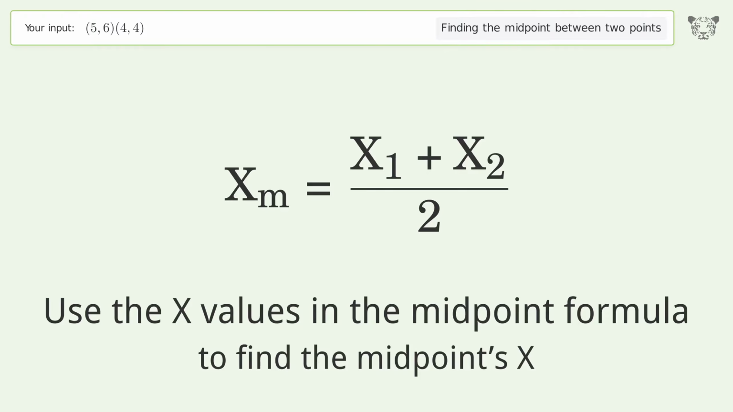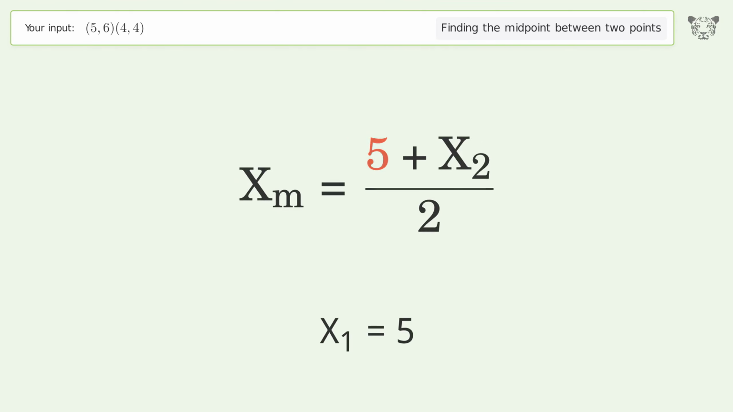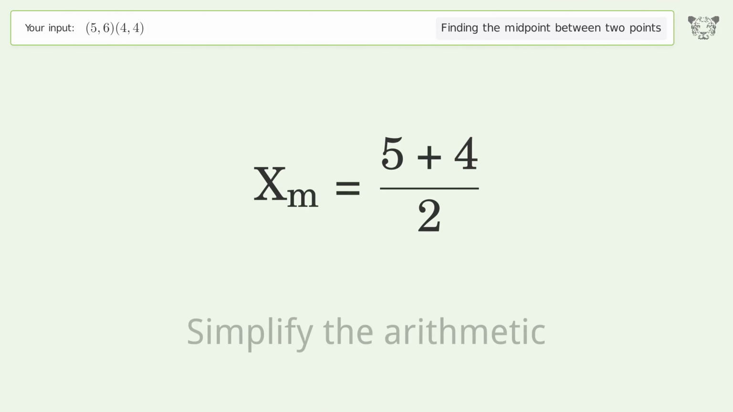Use the x values in the midpoint formula to find the midpoint's x. x1 equals 5. x2 equals 4. Simplify the arithmetic.